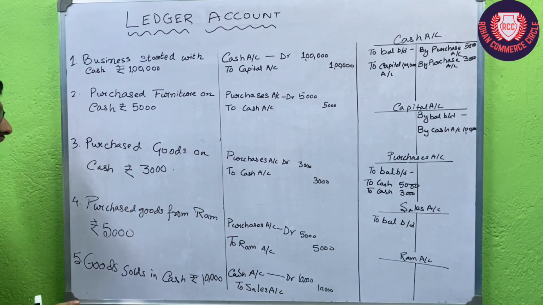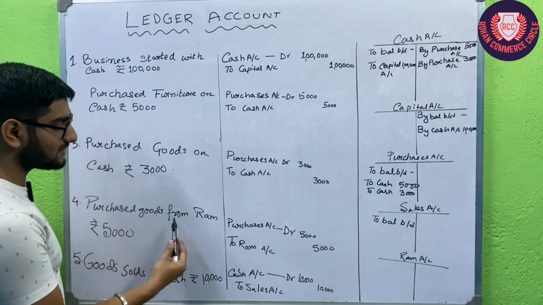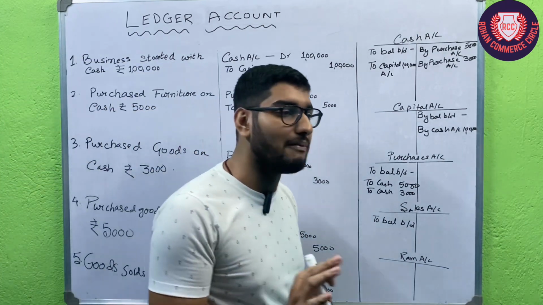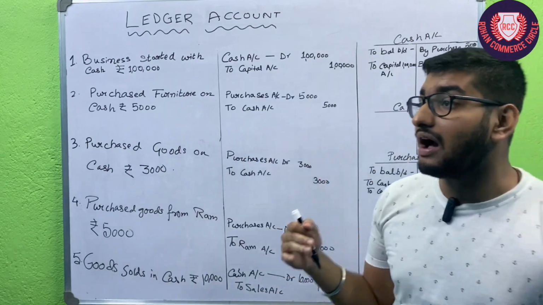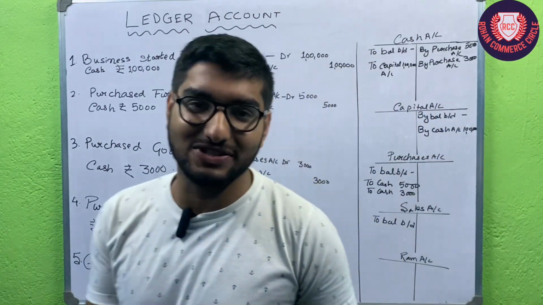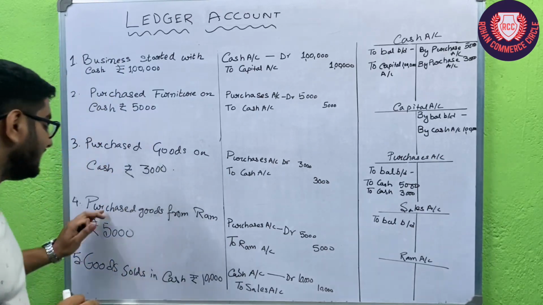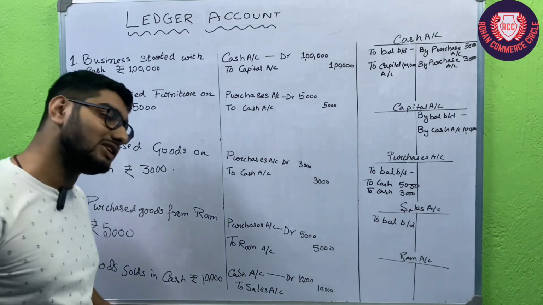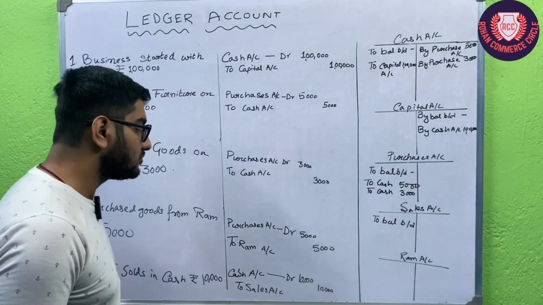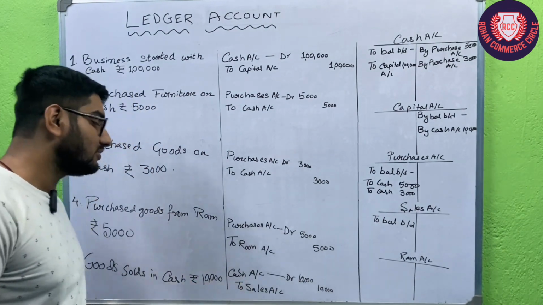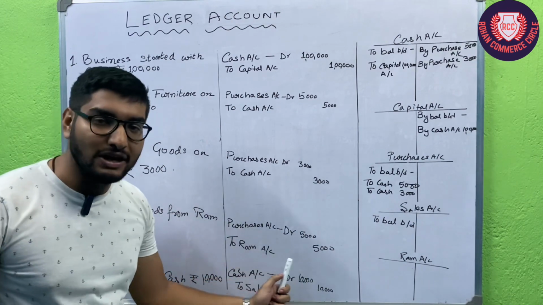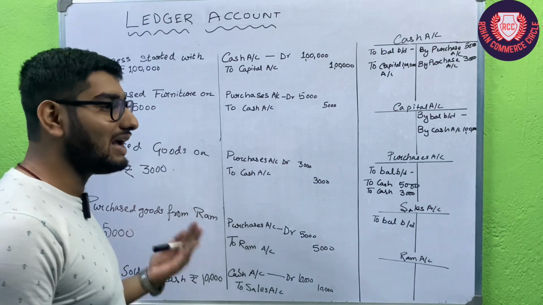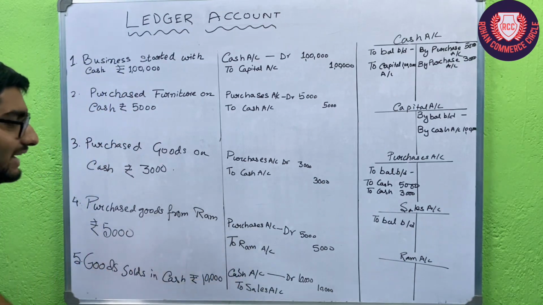What will be the next one? Purchase goods from Ram, rupees 5,000. That means we are purchasing the goods from Ram. Ram is our creditor in this case, students. We have purchased the goods, but we will pay the money later. So the creditor is increasing, that means the liability is increasing, so we are crediting it.